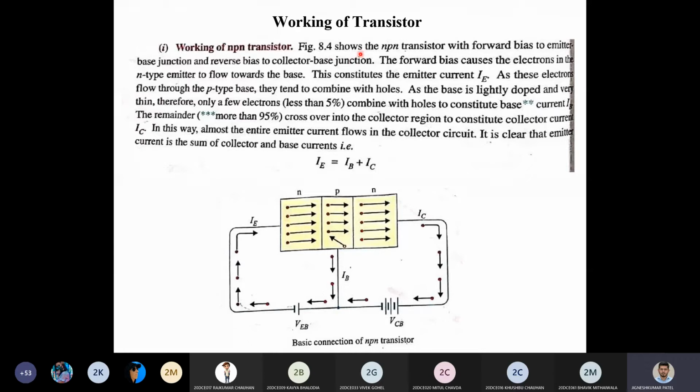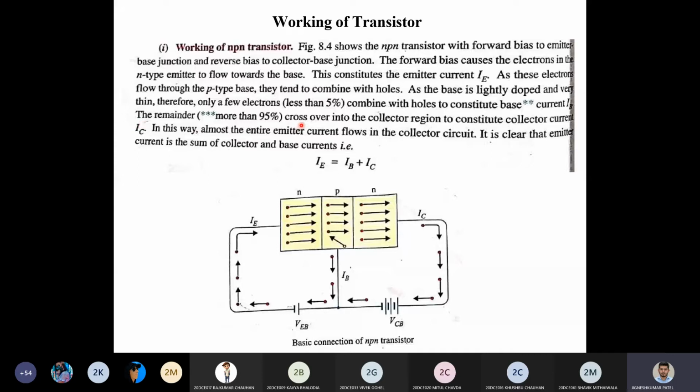Now let's read it one more time. In the NPN transistor, the emitter junction is forward biased and the base collector junction is reverse biased. The forward bias causes the electrons in the n-type emitter to flow toward the base. This constitutes the emitter current IE. As these electrons flow through the p-type base, they tend to combine with holes. As the base is very lightly doped, very few holes are present, and it is very thin. Therefore only a few electrons, less than 5% of the total, combine with the holes. The current IB is due to that combination.